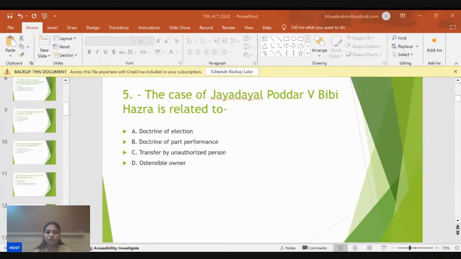Which doctrine is this case of Jayadayal Poddar versus Bibi Hajra related to? Please tell me the correct option for 5. Anyone who can tell me the correct option? Please write your answers quickly, as quick as you can, in 5 seconds.